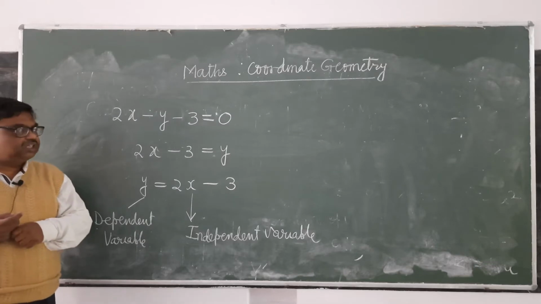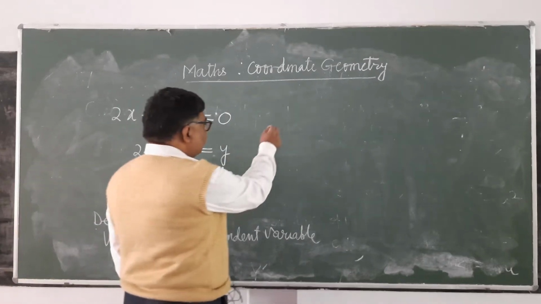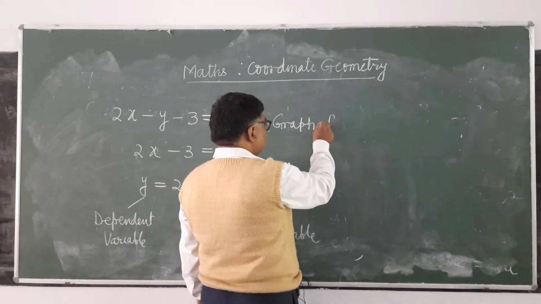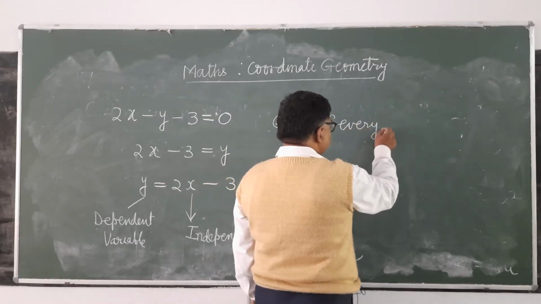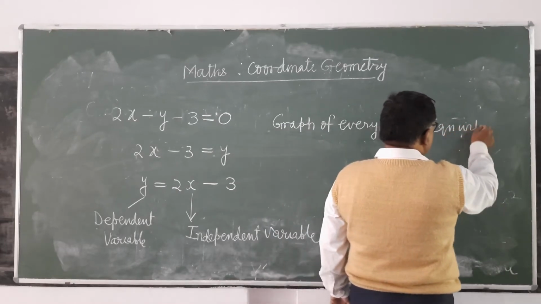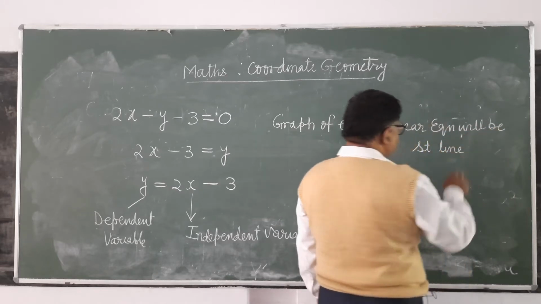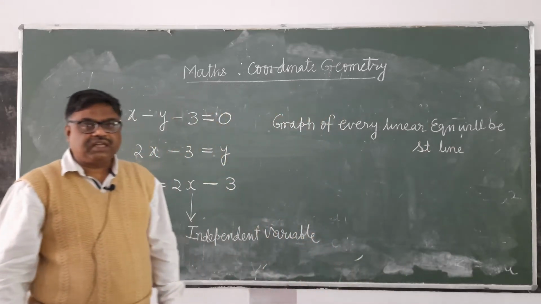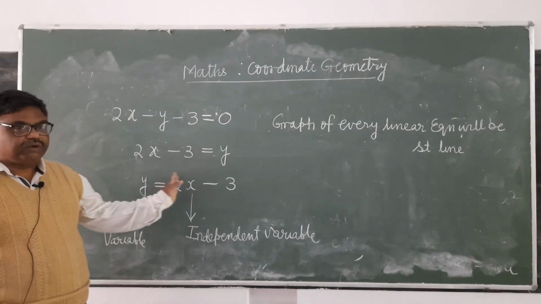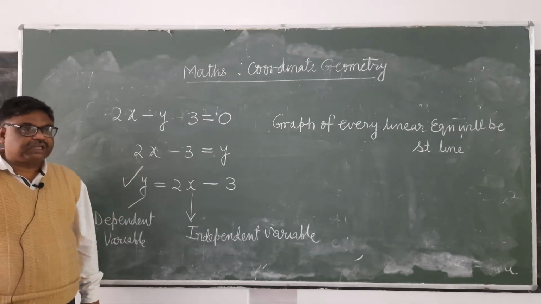Now see here, the graph of every linear equation will be a straight line. Write it down: graph of every linear equation will be a straight line. How will you plot the graph? What is the way of plotting the graph of a linear equation? For example, I will plot the graph of this equation, y equals 2x minus 3.